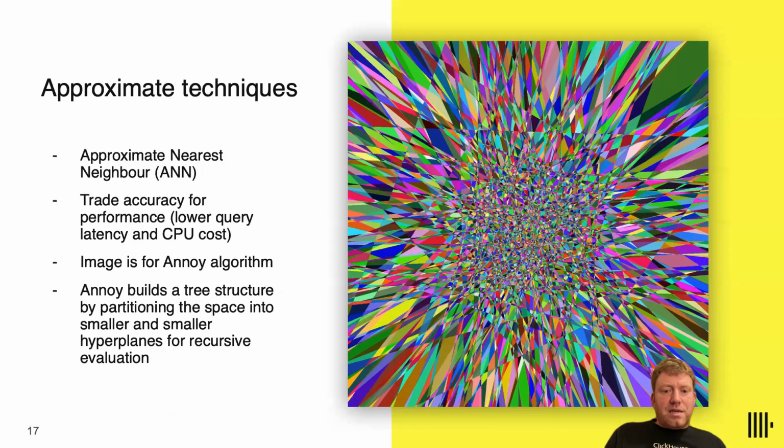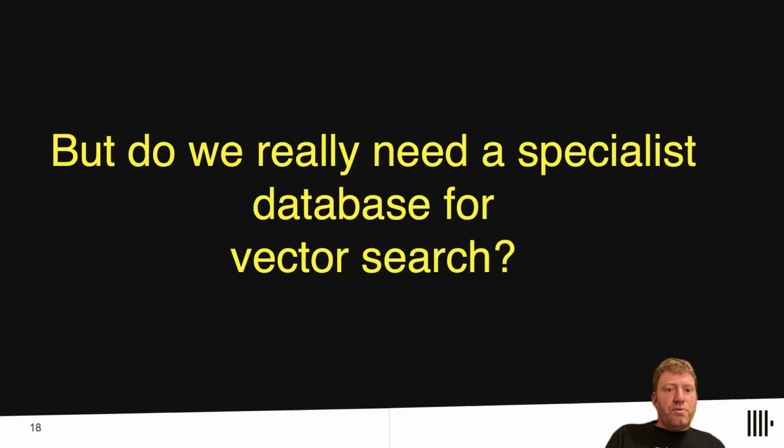This is an example of an approximate technique, the Annoy algorithm. You can just think that it breaks all the vectors into a tree, and it searches the tree. You provide the vectors, it navigates the tree and builds the vectors it's been provided to store, and then that tree can be searched. It's a little bit more complicated than that, but that's the basic principle. This shows all those vectors being sliced into smaller and smaller pieces at the bottom of the tree structure. So do we really need a specialist database for this? That is then the question.